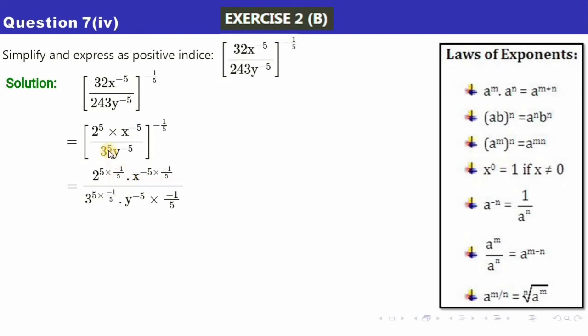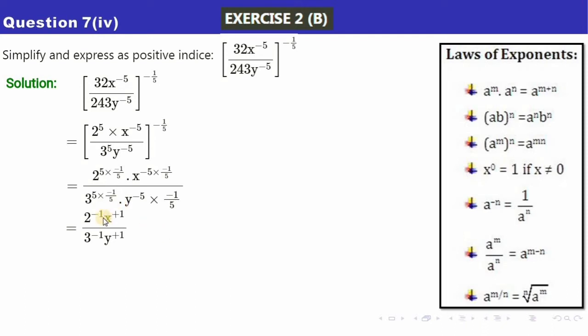The same happens with the denominator. So 5 into minus 1 by 5 into y to the power minus 5, that is minus 5 into minus 1 by 5. Here 5 and 5 get cancelled in every power, so only minus 1 is left. Here minus into minus is plus, 5 and 5 get cancelled, so 1 is left, so it is plus 1. In the denominator 5 and 5 get cancelled, only minus 1 is left. Here also the same happens and you get plus 1.